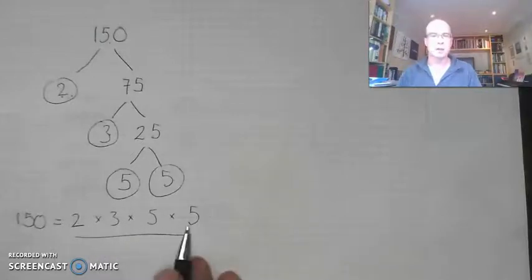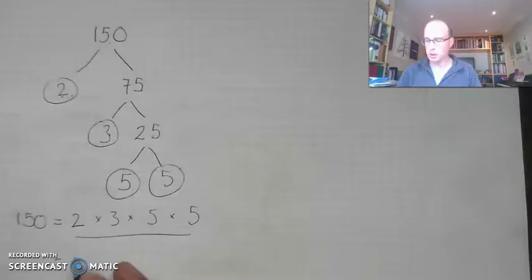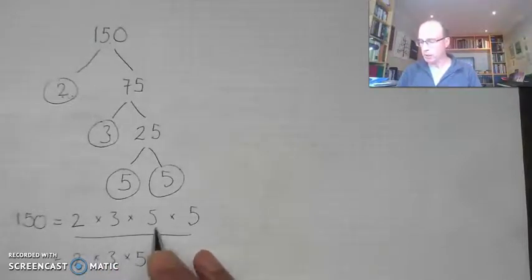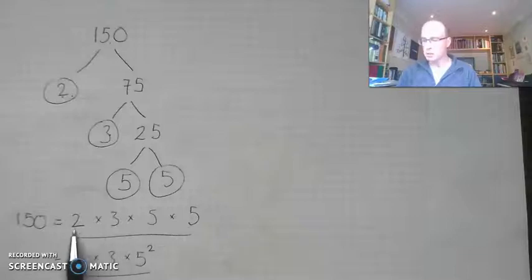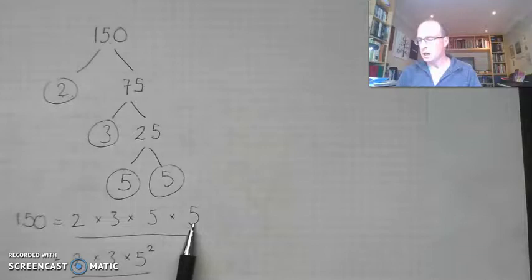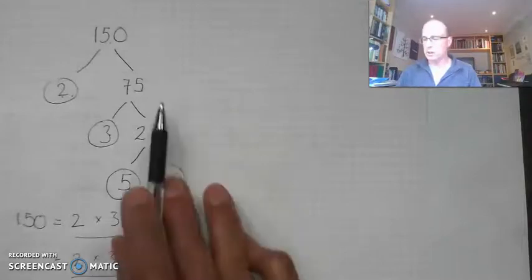Just need to pop that into index form, so that's going to be equal to 2 times 3 times 5. I've got 5 times 5, 5 squared. 2 times 3 times 5 squared. Do that double check. 2 times 3 is 6, times 5 is 30. 30 times 5 is my 150.